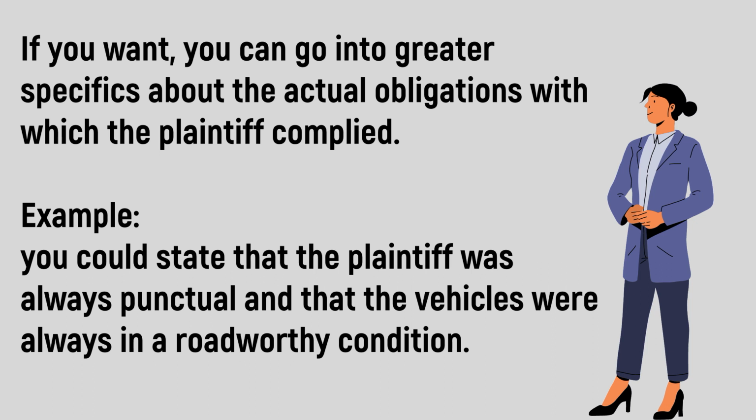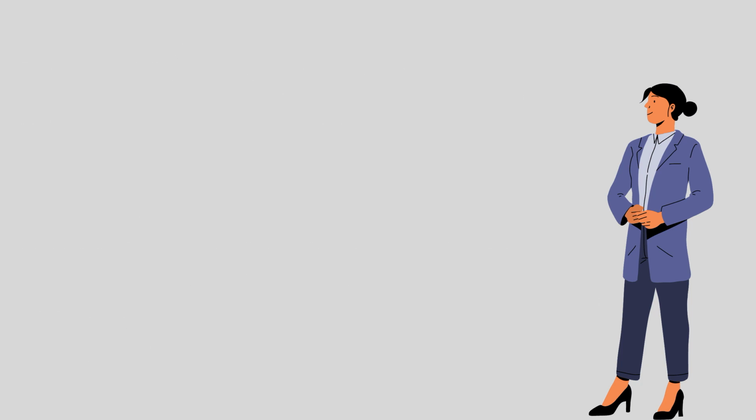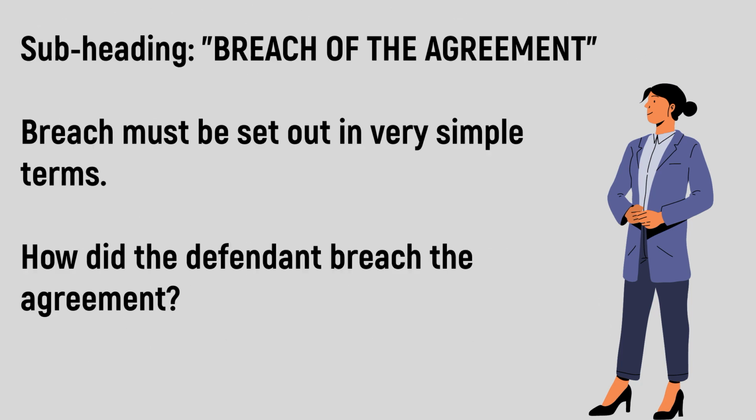If you want, you can go into greater specifics about the actual obligations with which the plaintiff complied. For example, you could state that the plaintiff was always punctual and that the vehicles were always in a roadworthy condition. It is, however, not necessary. Breach of the agreement. We've now set out the terms of the agreement and alleged that the plaintiff complied with all its obligations and terms thereof.